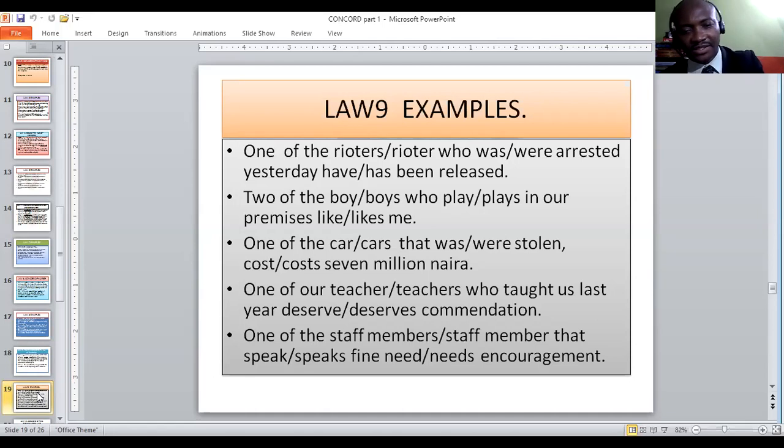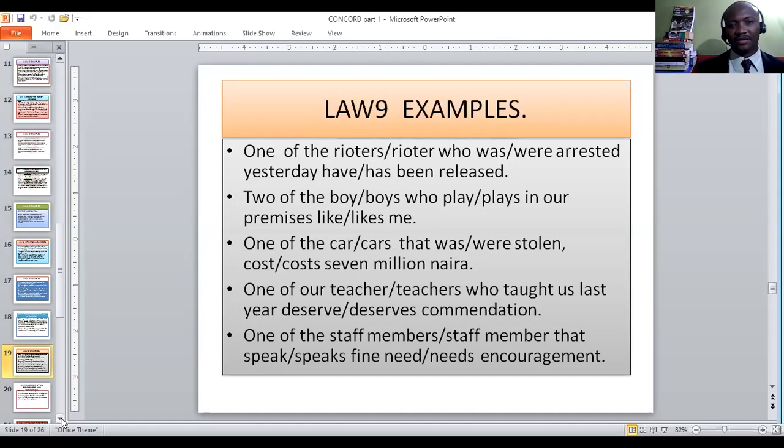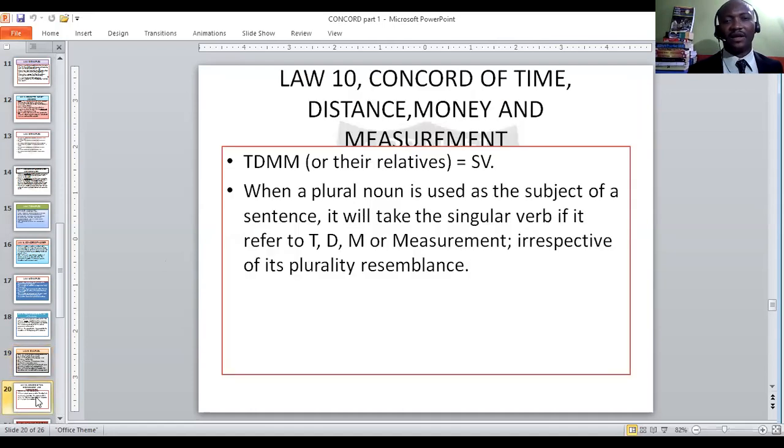One of the staff members or staff member that speak or speaks fine needs encouragement. One of the staff members, not staff member, that speaks, not speak, because speak is plural. Still one, so needs, encouragement in that regard. Please note that what determines the last verb is what we have at the beginning of the sentence. If it is singular, the verb is singular, and if it's plural, the verb will be plural.